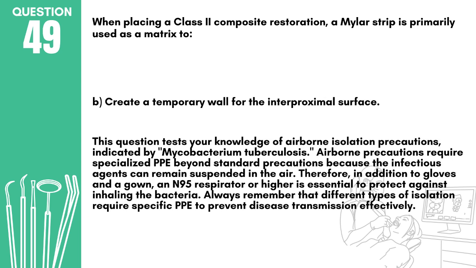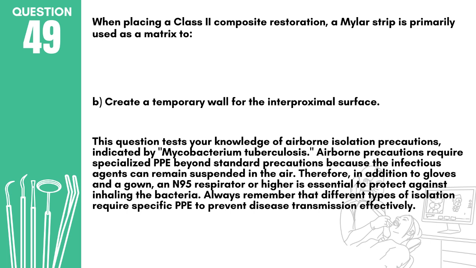Answer: B. Create a temporary wall for the interproximal surface. This question tests your understanding of restorative procedures, specifically the role of matrix systems for composite. The keywords Class II composite restoration and mylar strip as a matrix are specific clues. For Class II composite restorations, which involve the interproximal surface of posterior teeth, a clear mylar strip, or sectional matrix band, is used to create a temporary wall.